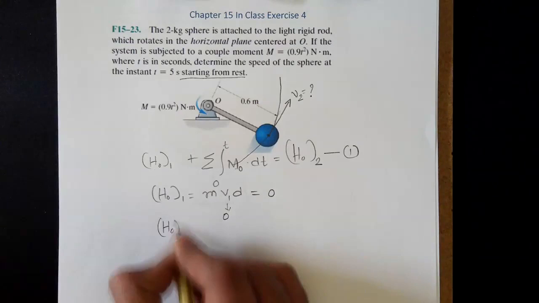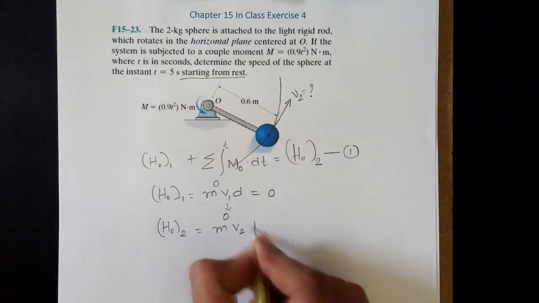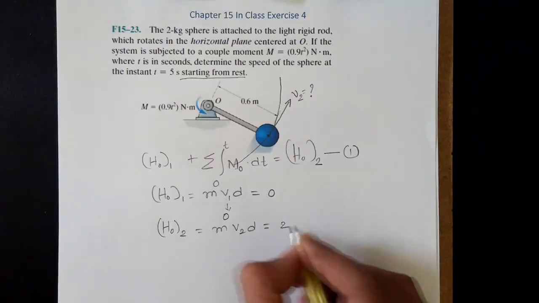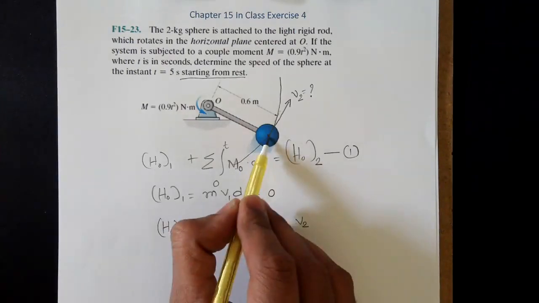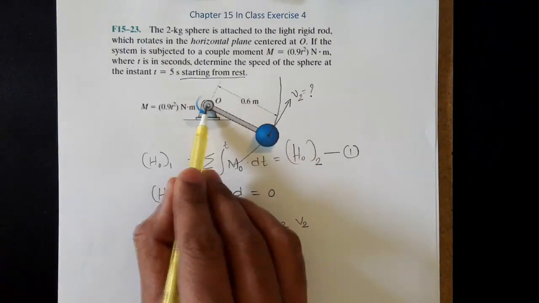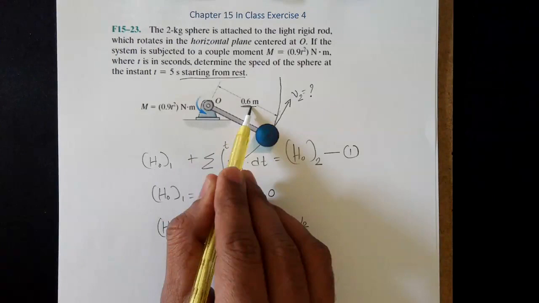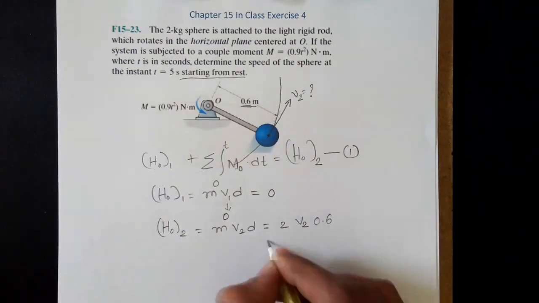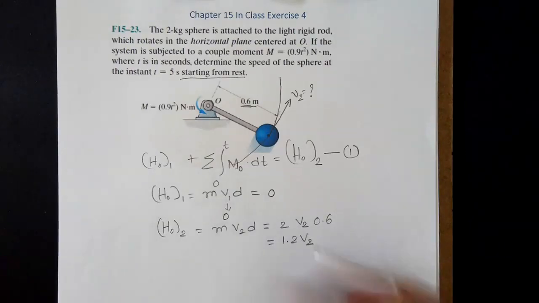The final momentum H_O2 is m v2 d. The mass of the ball or sphere is 2 kg. v2 we don't know, but the distance from the center of the ball to the point O is 0.6 meters. It's given in the problem. So this number is 1.2 times the velocity.